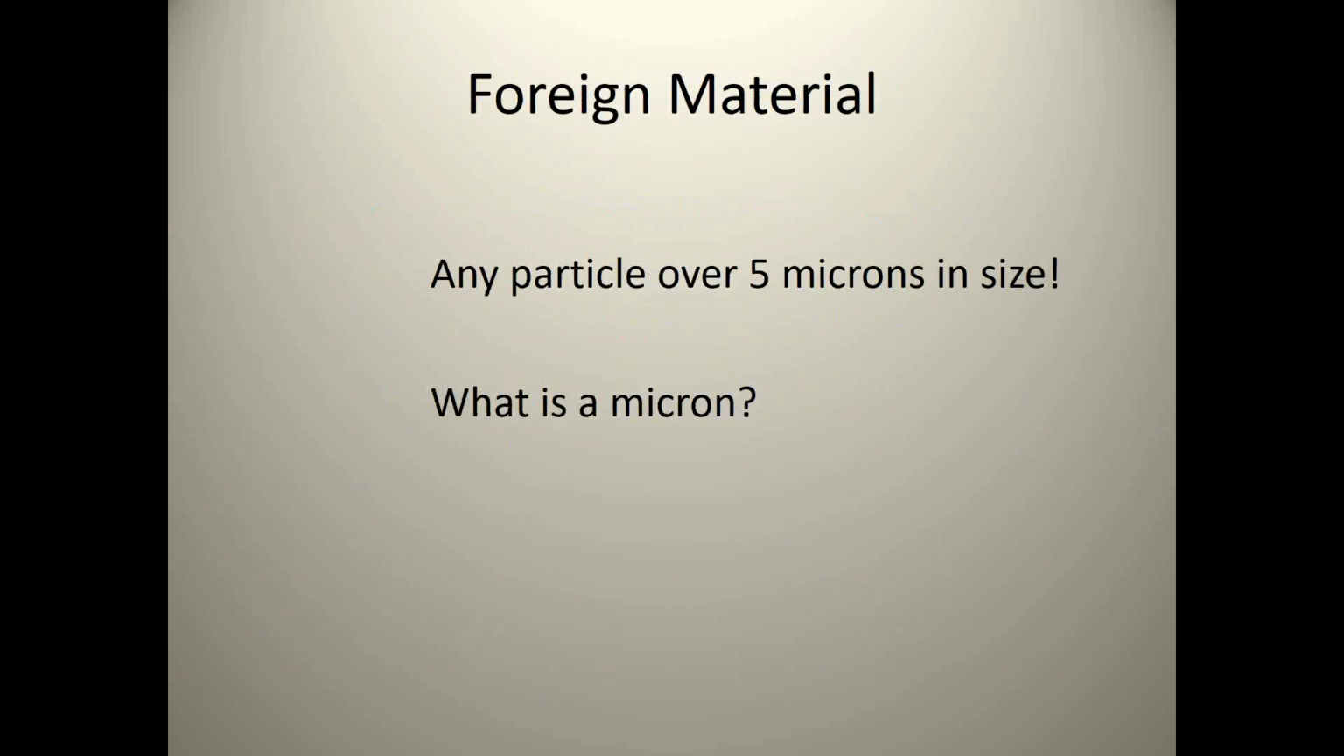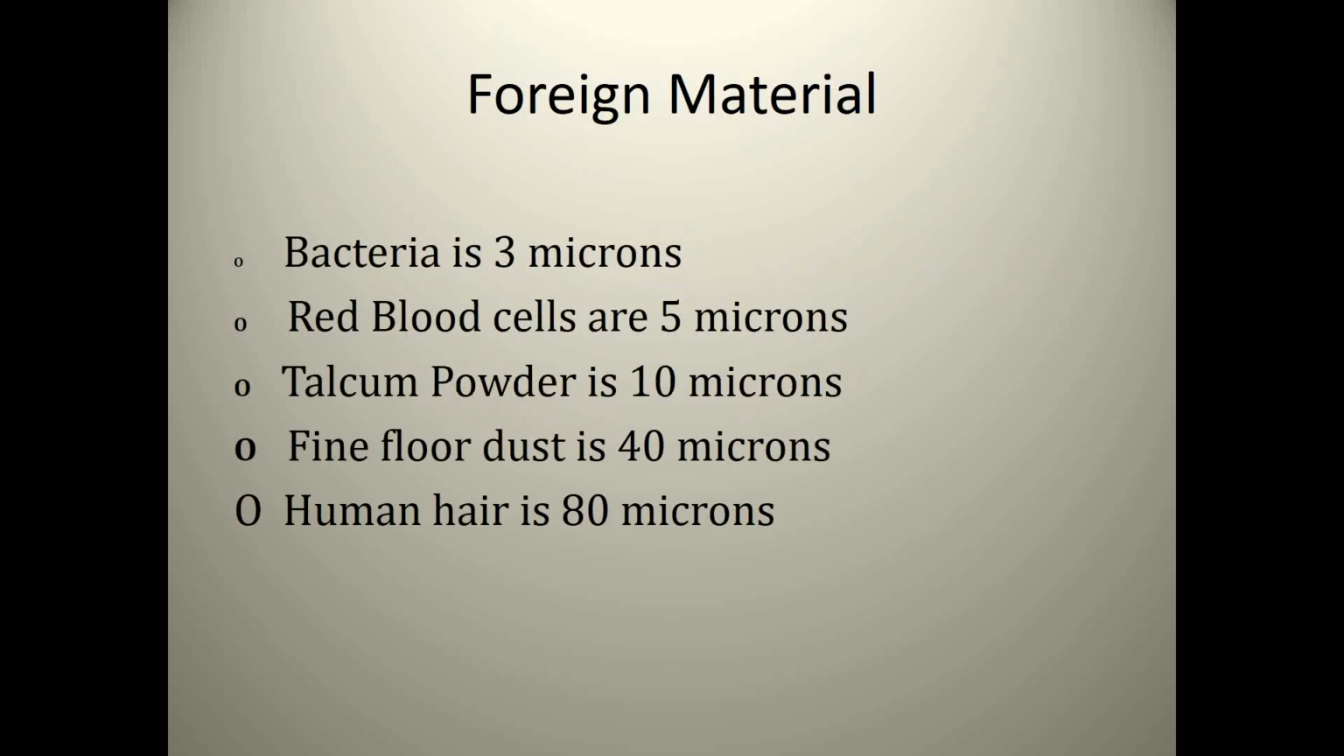So we talked about moisture, but now let's talk about particles. We talked on the last session about the lube film thickness on our equipment being 5 microns. So what is a micron? Well, microns are very small. So bacteria is 3 microns. But look at what the lube film thickness is. It's around 5 microns. Talcum powder is around 10 microns.